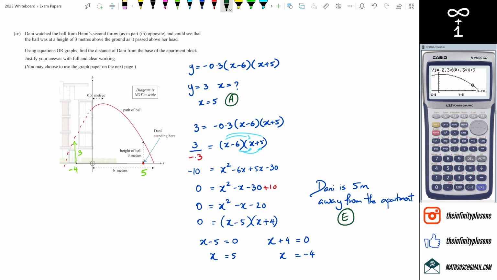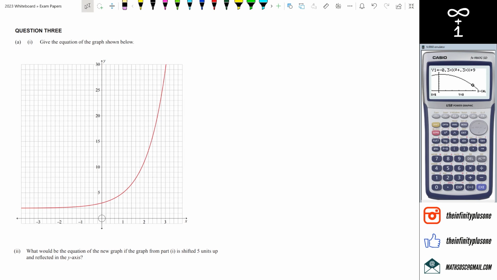We're going to ignore the negative 4 because you can see that's actually going inside the building, and we don't really care about it, so we're only caring about the positive value. All right, guys, that is it for question 2. We now go to question 3.